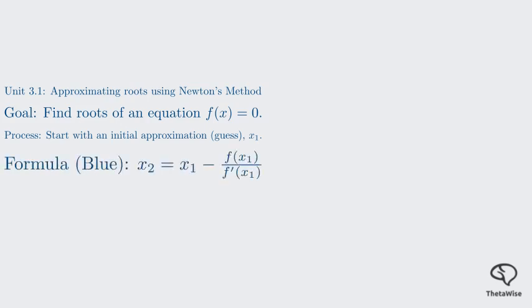This formula, which we'll highlight in blue, is the core of Newton's method. It says the next approximation, x sub 2, is equal to the current approximation, x sub 1, minus the function of x sub 1 divided by the derivative of the function at x sub 1. Let's break this down. The term f of x1 over f prime of x1 represents the distance we need to move from our current guess, x1, along the tangent line of the function to reach the x-axis. This new point on the x-axis is our improved guess, x2.